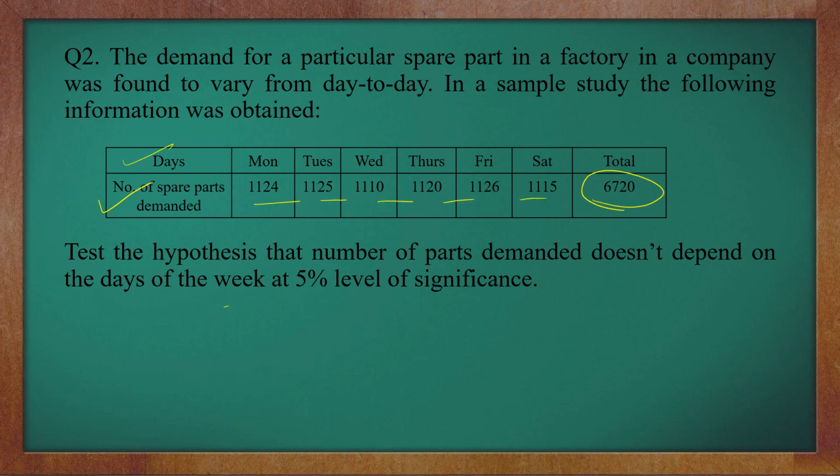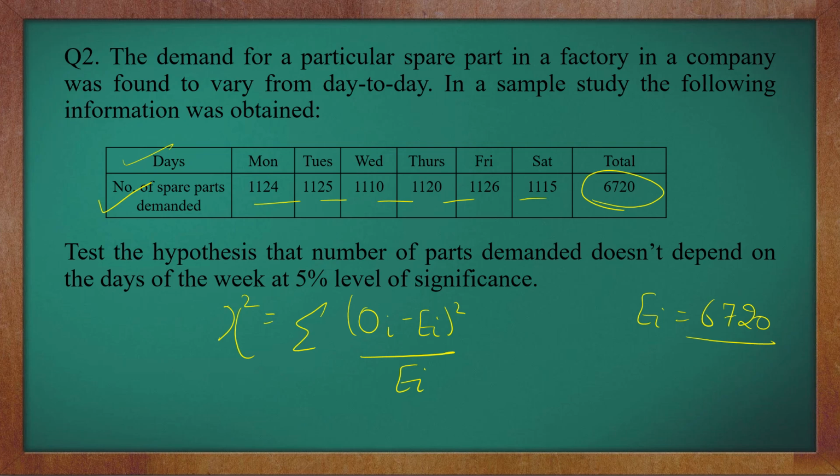In this question, again, if you're applying the chi-square test formula, observed minus expected whole square by expected, how to calculate expected? Total of observed divided by number of terms: 1, 2, 3, 4, 5, 6. It's 6. Okay, you will get the expected frequency. So try to solve this question by yourself. Take it as an example, solve it, and in the comment box, please mention the solution of this one. So what is the value of chi-square you are getting? You should go for rejecting the hypothesis or accepting the hypothesis.